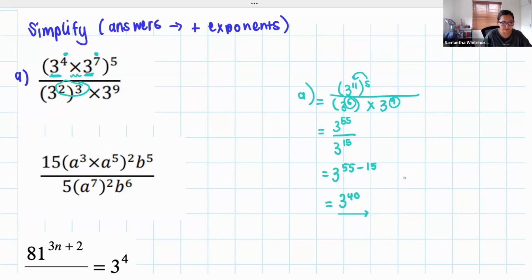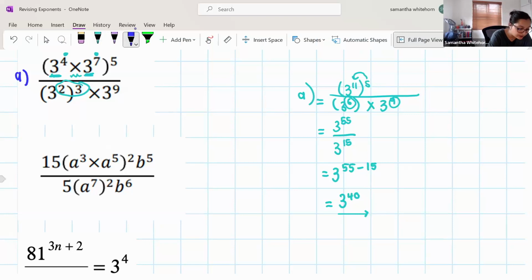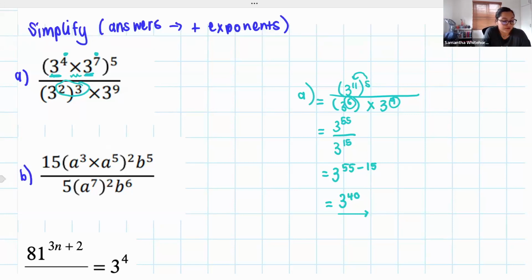You have simplified. Right, so now in question B, we've got some variables that we need to deal with. So if we have a look, we've got 15 times a cubed times a to the power 5 squared times b to the power 5 divided by 5 times a to the power 7 squared b to the power 6. So much going on. Go step by step. The first thing I want to do is deal with my brackets, deal with my exponents, simplify all of that as much as I can, and then I can deal with the division and simplifying the fraction.